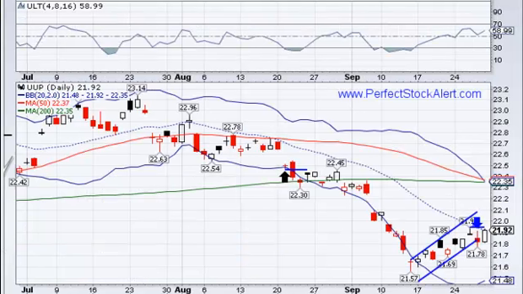Looking now at the UUP, the PowerShares DB US Dollar Index Bullish Fund, you can see this one we talked about yesterday being short today. Even though you had a move to the upside, we would have shorted it with the stop set off a couple days' high, 21.90 area, roughly 22.